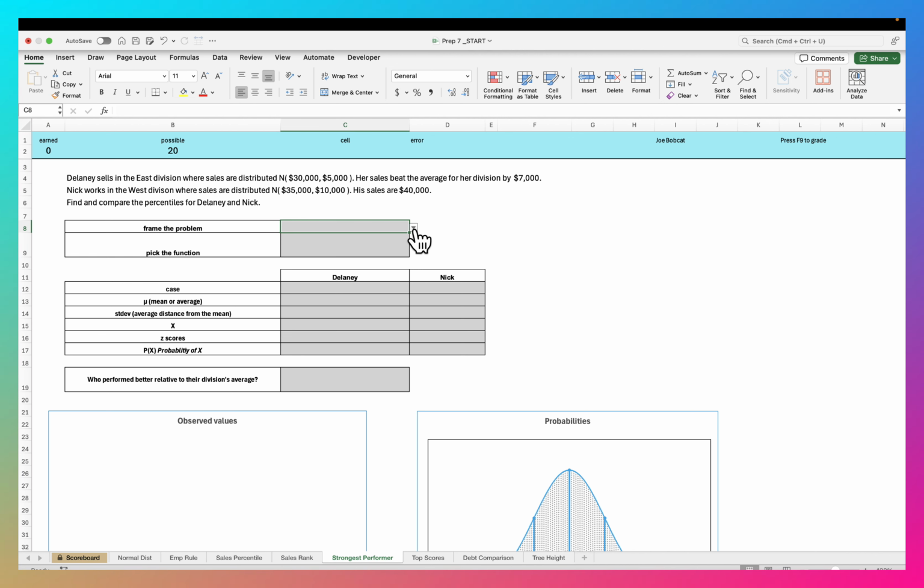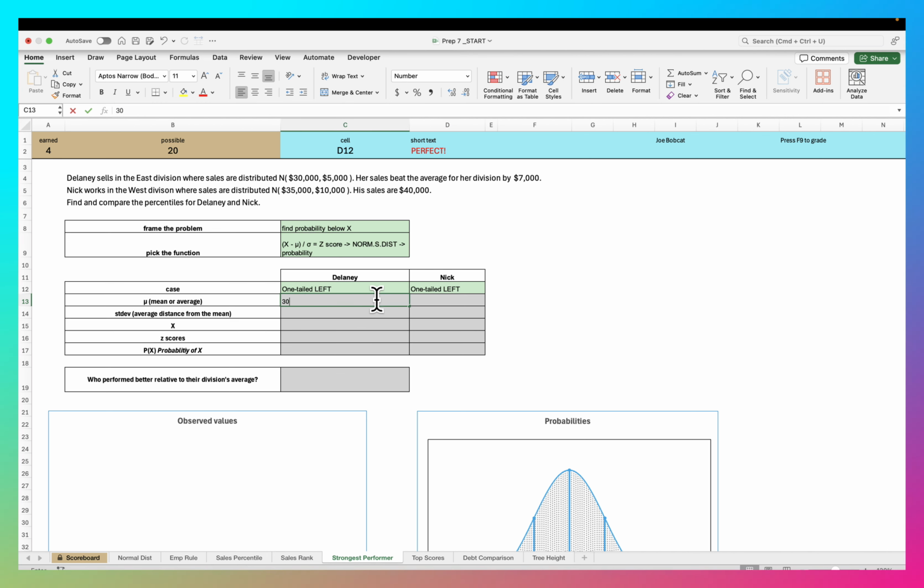So let's frame the problem. It's going to be probability below X, because we want to see both of their percentiles relative to their respective divisions. In other words, who's performing the best relative to their own division, not relative to each other. And so we're trying to get probability, so that's going to be our strategy. And the case for Delaney is going to be one tail left, as it is for Nick, because it's the percentile. And then let's get some numbers.